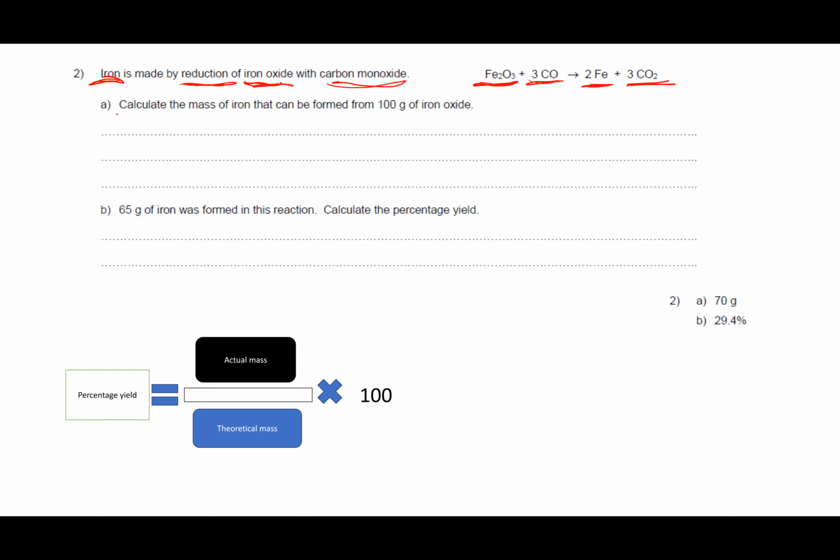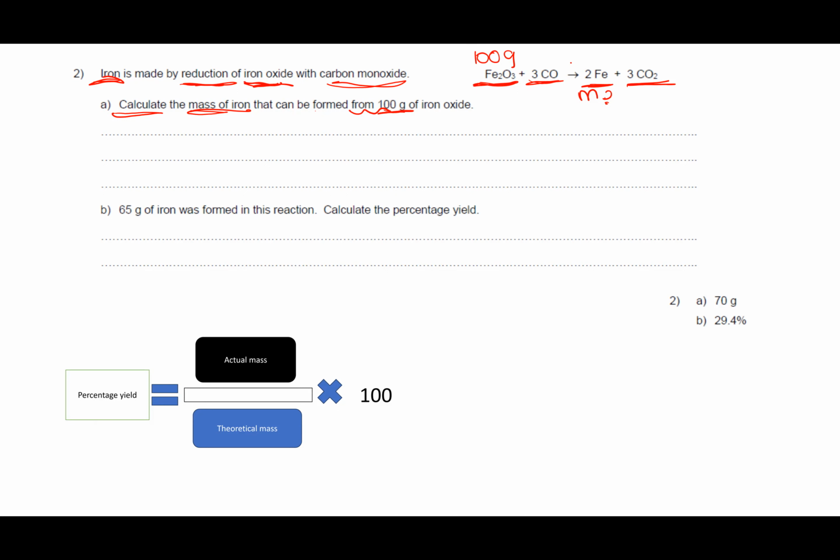So the question says, calculate the mass of iron. So M of iron is unknown, and I will add that on the equation, that can be formed from 100 grams of iron oxide. So here you have 100 grams, and that was given to you. They want you to know how much mass is produced. But the problem is, in a reaction, we cannot deal with masses. We need to convert everything back to the mole language. Hence, we're going to follow these steps.